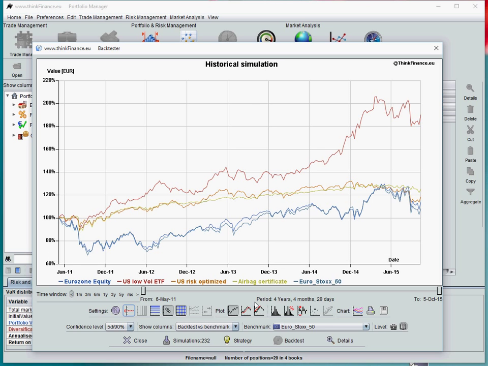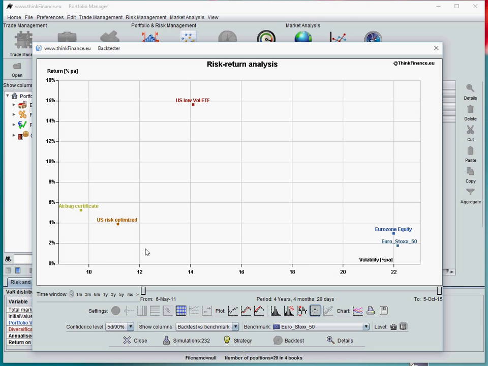What is interesting to note is to look at the backtest in terms of risk-return profile, which I can look at by using this function here. And I see the airbag certificate and the US risk optimized portfolio have the lowest volatility, but during the backtesting period, they had a lower return than the US low vol ETF. But the return was still better than my Eurozone equity portfolio. So all of them created a better performance. They have a lower risk and they offer diversification benefit, which overall makes all of these investment solutions worth considering.